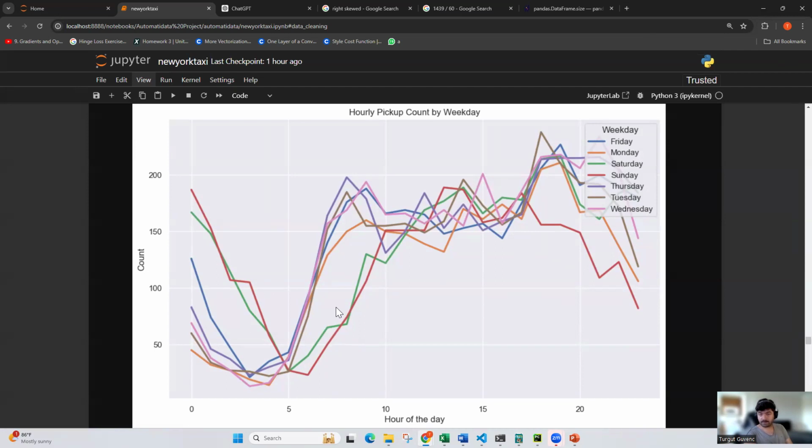But what is the difference? And then, as you can see, we can observe that. And also 15 to 20.